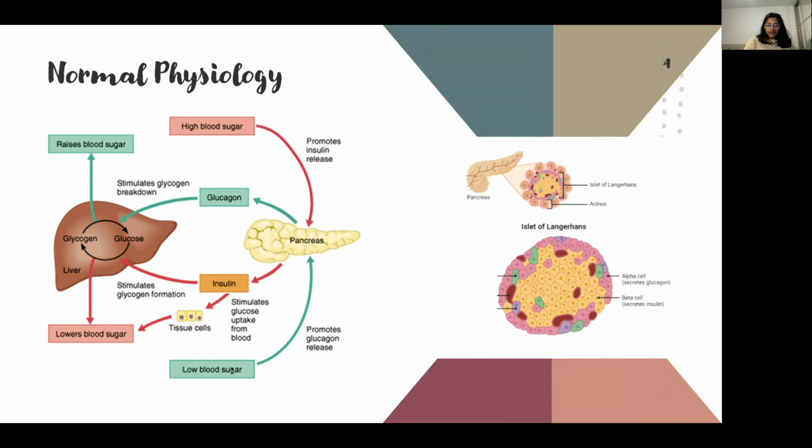Alternatively, let's say your blood sugar drops. Again, we've got our cells in the pancreas that detect this, but this time our alpha cells will release glucagon.